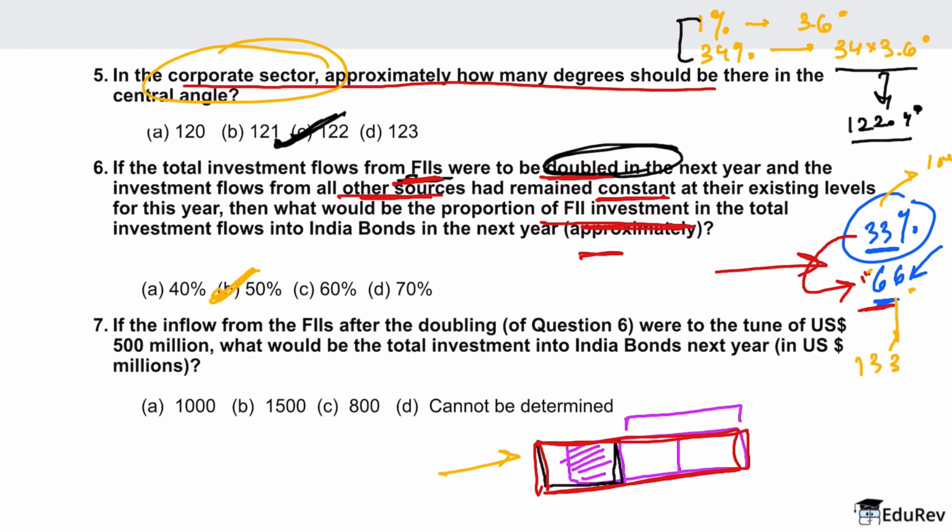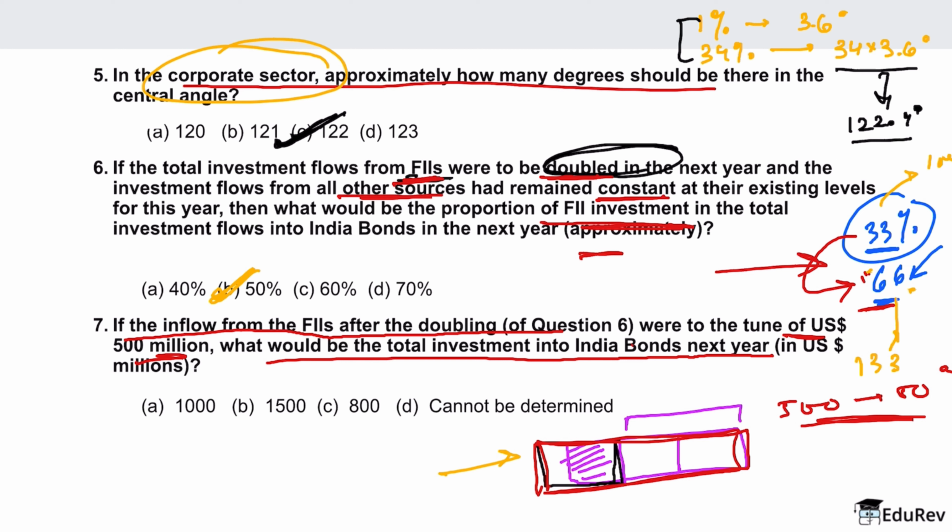Okay. Next question is, if the inflow from FIIs after the doubling of question 6 were to the tune of 500 millions US dollars, what would be the total investment into India bonds next year in US dollars? In millions only I need to calculate. Okay, so basically what they are saying is that 500 millions would be approximately 50% of the total investment. Correct. So that means 1000 will be the total investment.